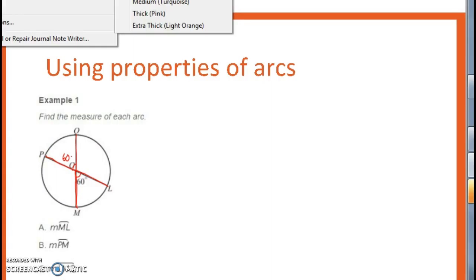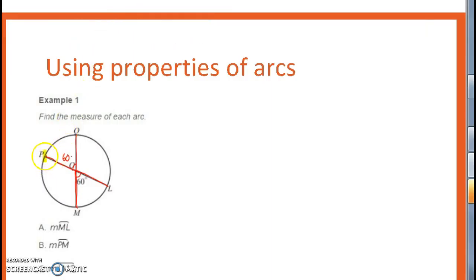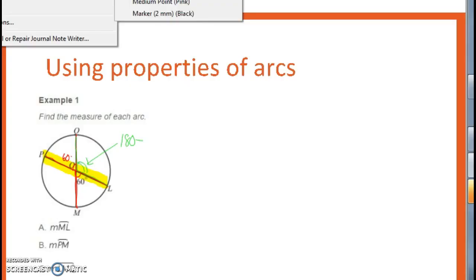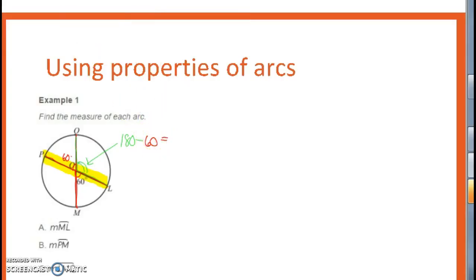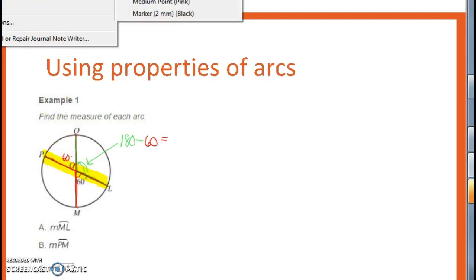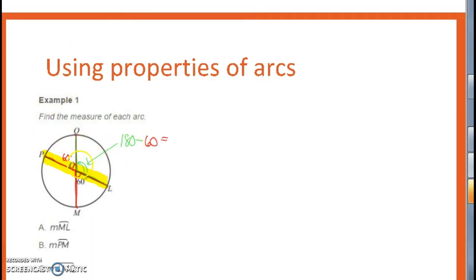Okay, so the next thing I can do is realize that these lines here are diameters of the circle. So they open up to a semicircle, which is exactly half of the degrees in a circle. If I was looking for this green angle measure here, to find that, I can take 180 and subtract off the 60 degrees that I know from this angle here. And that will give me that this angle in green is equal to 120 degrees.